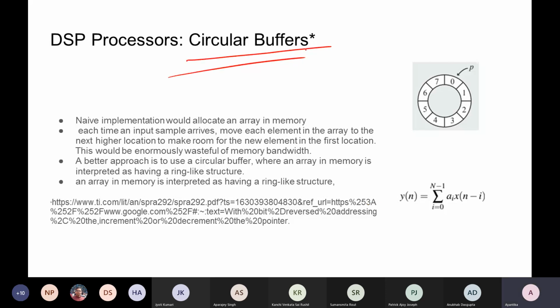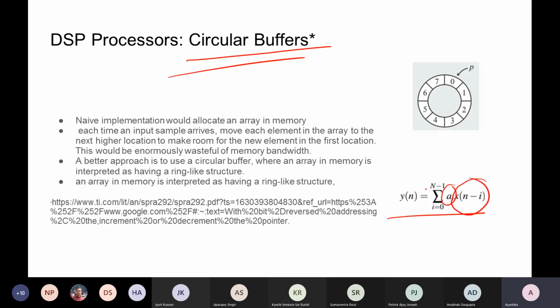The memory is arranged in a circular fashion. What does it mean? Why is it important? First of all, think about our signal processing, or our convolution related operation. We have already seen the analogy in our first slide. So we are doing some kind of multiplication.